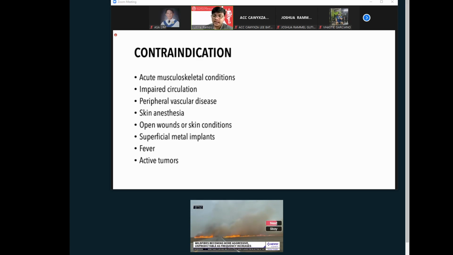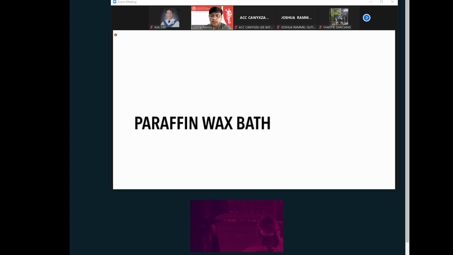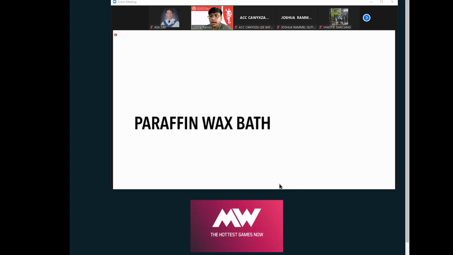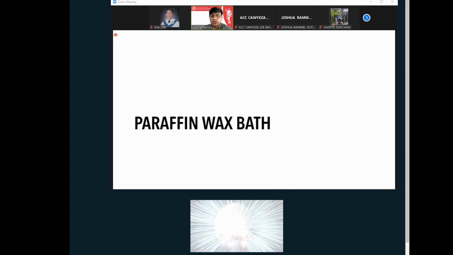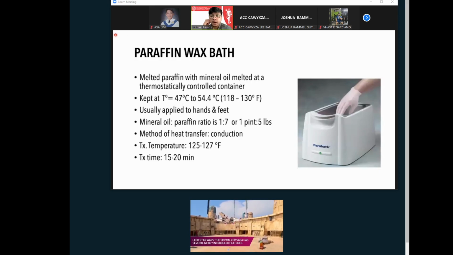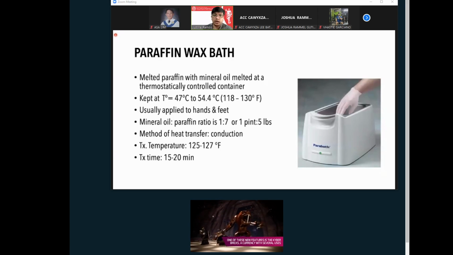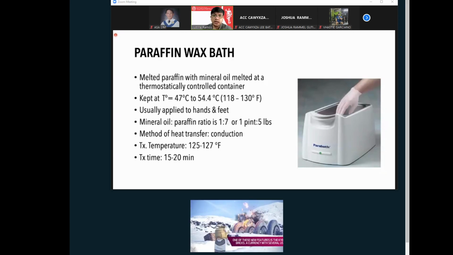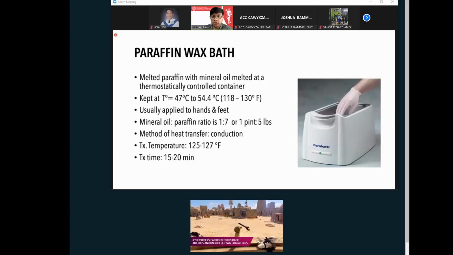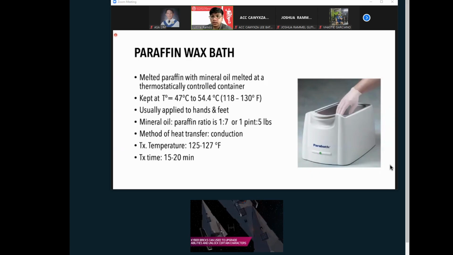Okay? And lastly, you have your paraffin wax bath. So, this one is short. The paraffin wax bath, again, same thing. This is a superficial heating modality. Okay? It's through the use of melted wax, paraffin to be exact, plus a combination of your mineral oil, melted in a thermostatically controlled container. So, this is your paraffin unit.